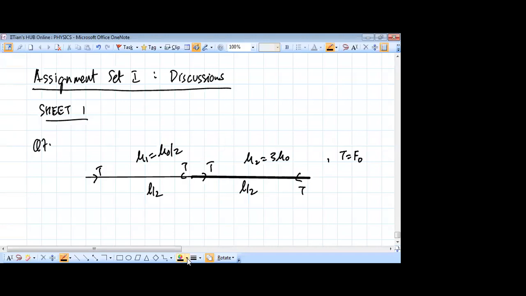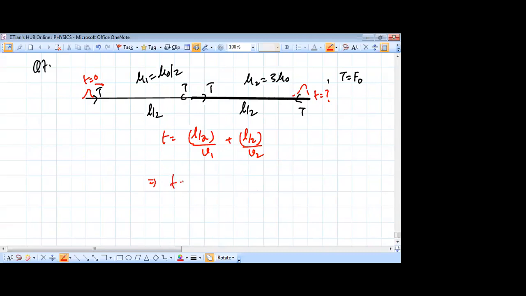If we create a small pulse at one end, we have to find the time taken. So if we create a pulse over here at t equal to 0, it starts traveling like this. We have to find the time at which the pulse will reach the other end. It's very simple that the total time taken will be the distance traveled L by 2 with a speed v1 in this section, plus the distance traveled L by 2 in the heavier string with the speed of v2. So this total time will be L by 2 into 1 by v1, which is 1 upon square root of F naught by mu 1, plus 1 upon square root of F naught by mu 2.